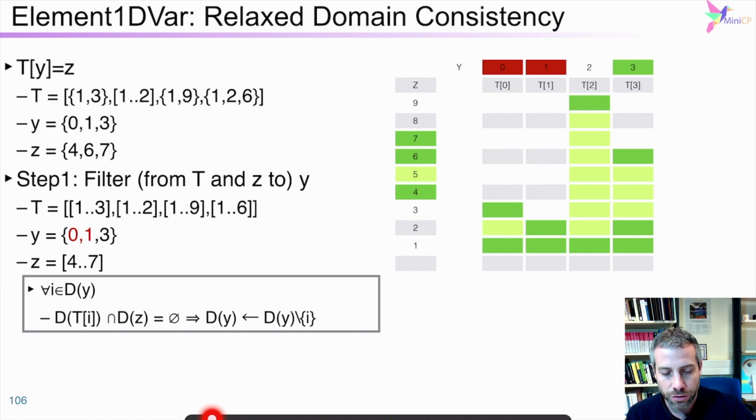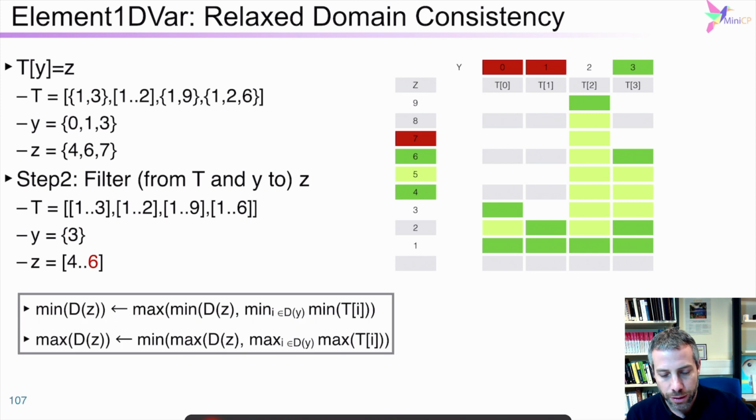So after this first direction of filtering, I have removed the value 0 and 1 from the domain of the variable y. The other possible direction in terms of filtering is to filter from t and y in the direction of z. And that's the filtering rule that I will use. I will simply take among all the possible values, I will take the minimum in the domains and the maximum of the domains for every value that is still part of the domain of y, for every still valid possible index value in the domain of y. The only possible one here is this one. That's the only value that remains.